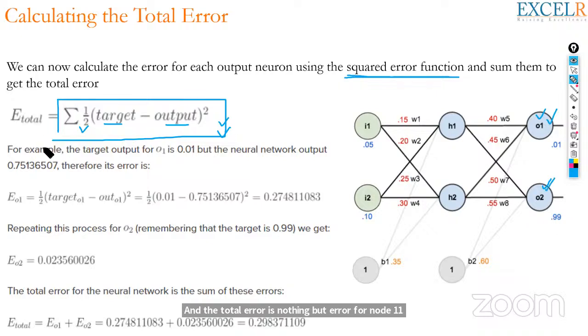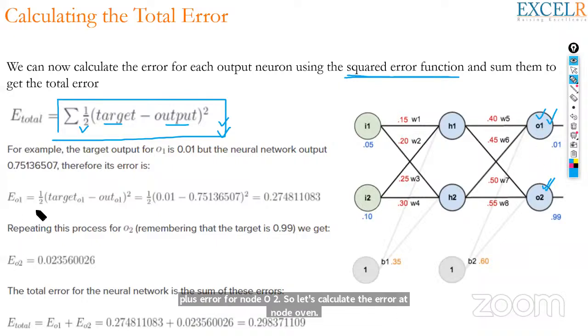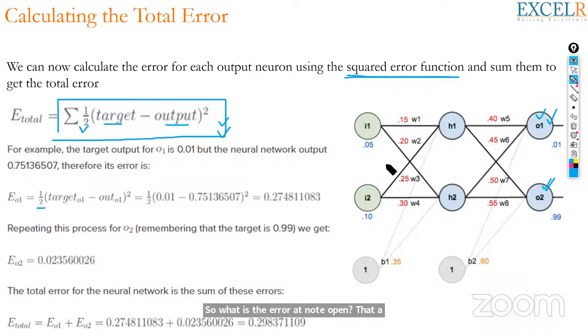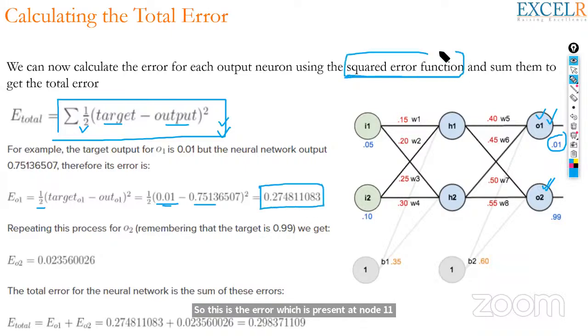So let's calculate the error at node O1. What is the error at node O1? Target value is nothing but the actual value. The actual value was given as 0.01 minus what is the predicted value at node O1? 0.7513, whole square, multiplied by half. So this is the error present at node O1 considering the squared error function.